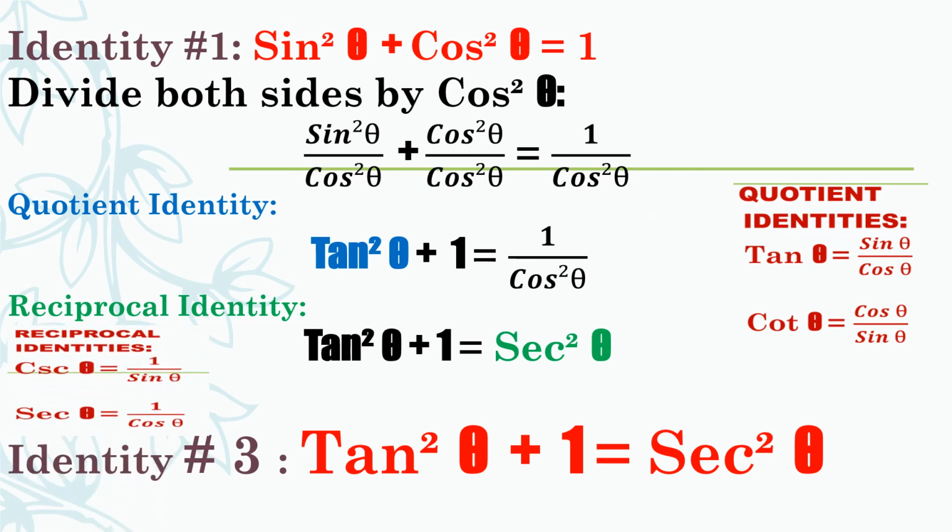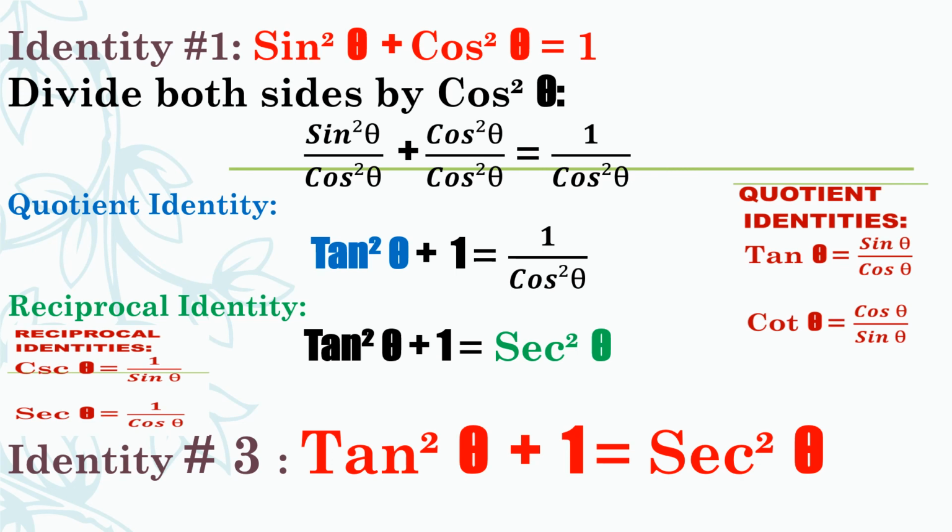Then we proceed with the use of the reciprocal identity because we all know that 1 over cosine is equal to the secant. So we have now the third identity, tangent squared theta plus 1 is equal to secant squared theta. Okay, question. Why are we going to study the trigonometric identities? It is because you are going to use the three trigonometric identities in simplifying trigonometric functions or expressions.